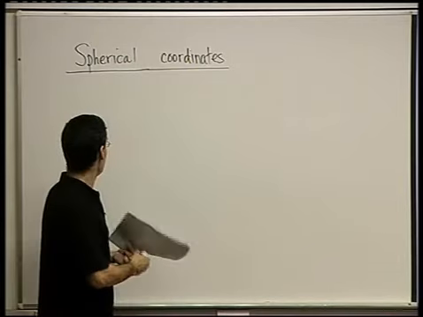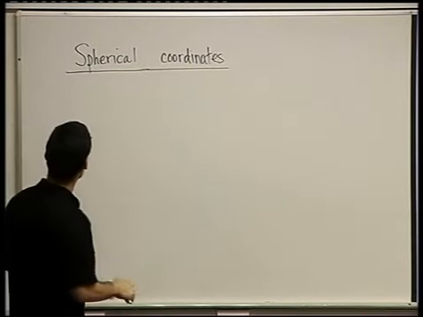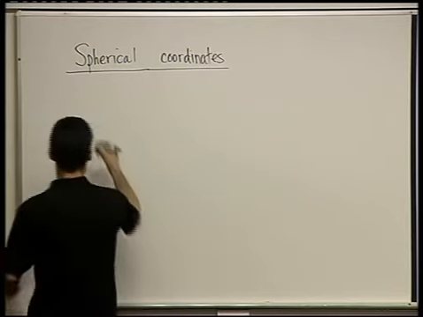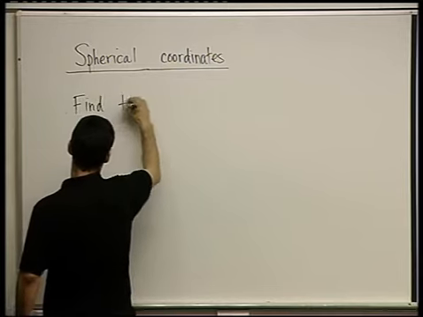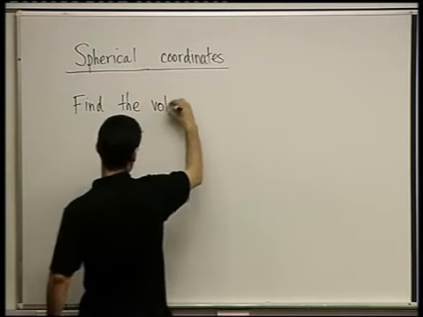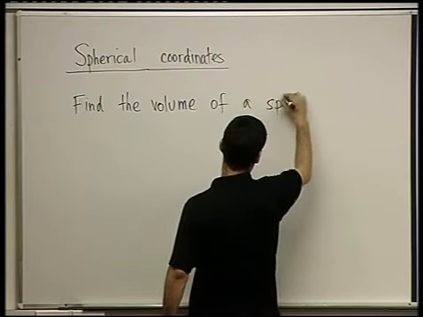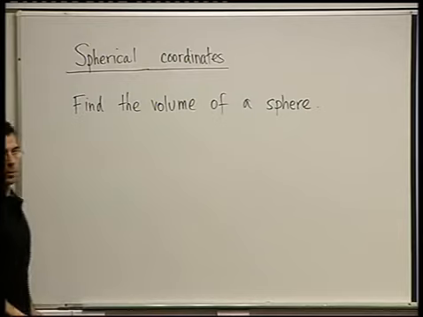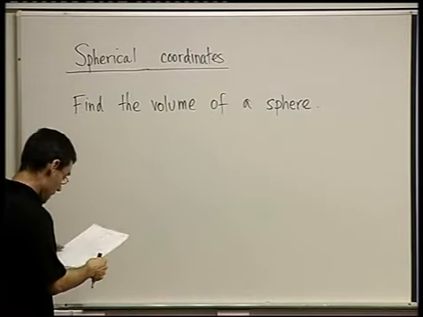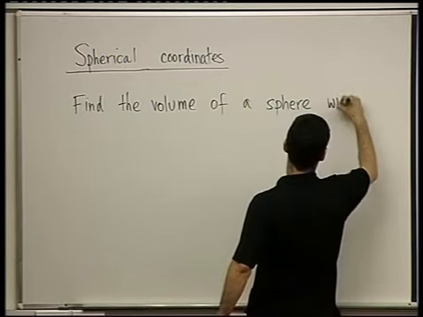Okay, so the next example we want to do is going to use spherical coordinates, and it's going to be a rather straightforward example. So let's find the volume of a sphere. How's that for a problem for spherical coordinates? Let's say a sphere with radius r.